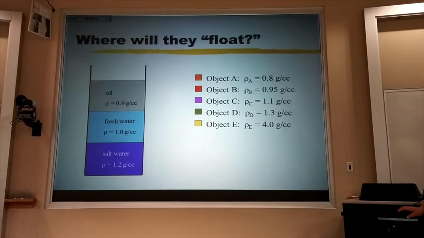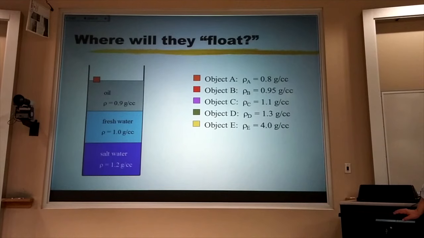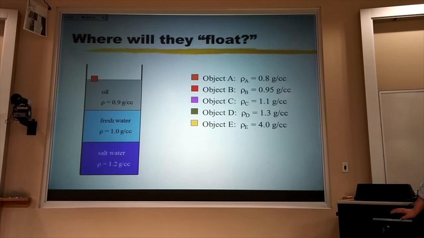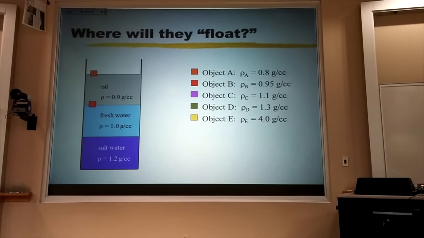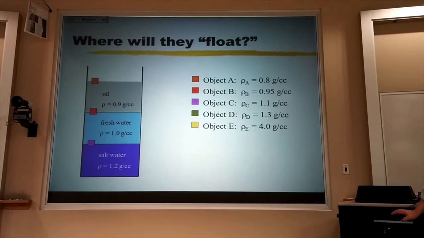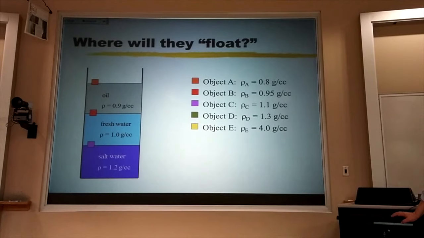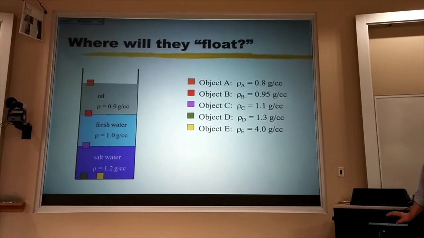Okay, this is not hard. A has a density less than oil, so it's going to float in oil. B has a density greater than that of oil, so it's going to sink in oil. But its density is less than that of water, so it's going to float on water. C has a density that's greater than water, but less than salt water. It's going to sink in the fresh water, float on the salt water. D and E both have densities that are greater than that of salt water, so they end up at the bottom.